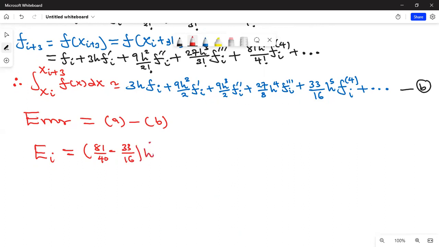Then there's h raised to 5, the fourth order derivative at xi. Then there are so many other terms. So when you work out, this should give you negative 3 over 80. So write it down: negative 3 over 80, h raised to 5 times the fourth order derivative, plus so many other terms.